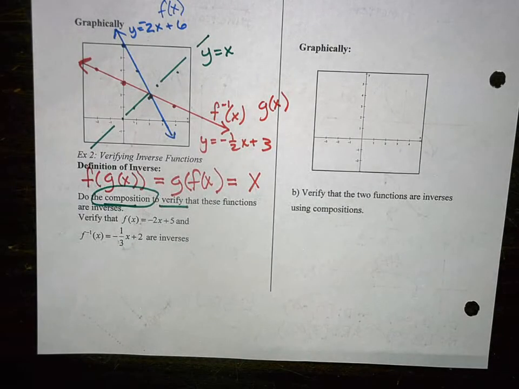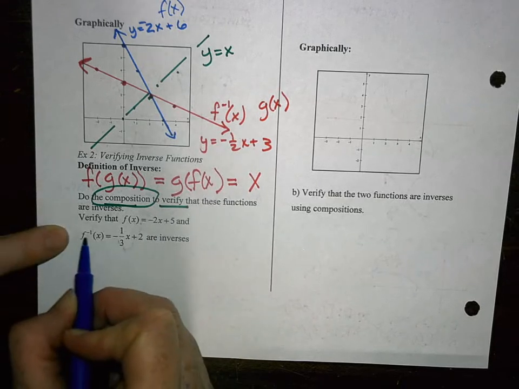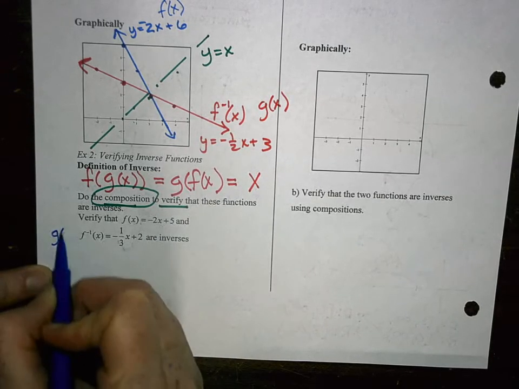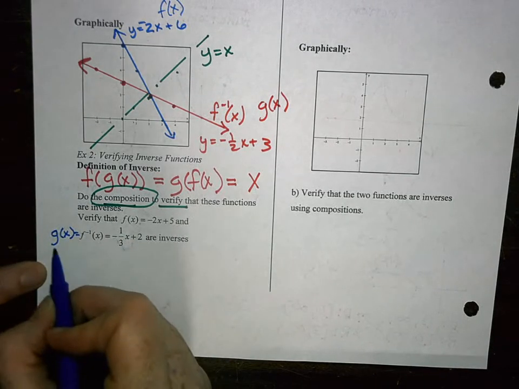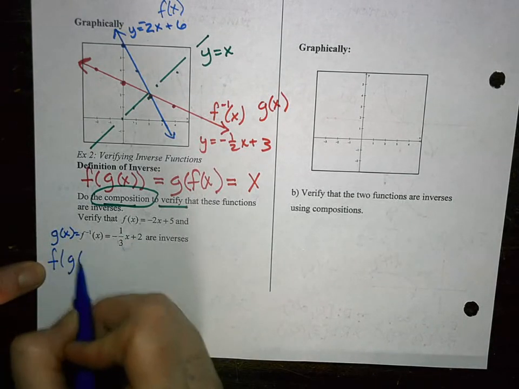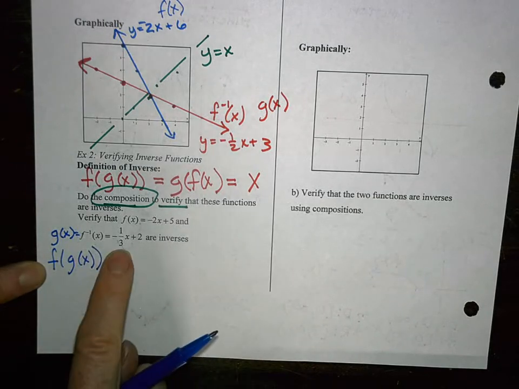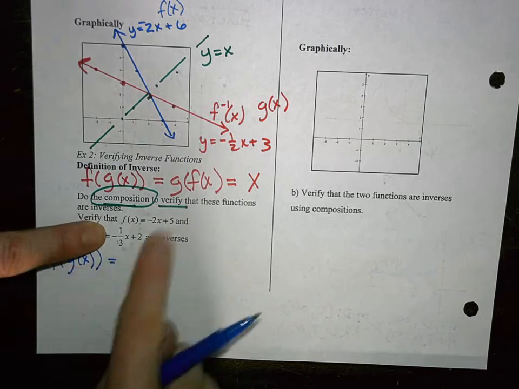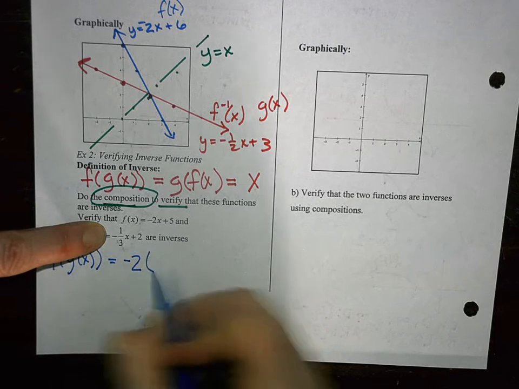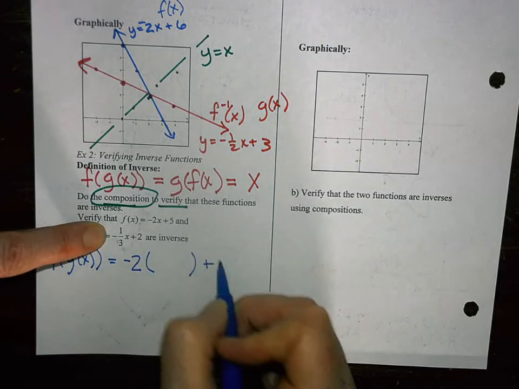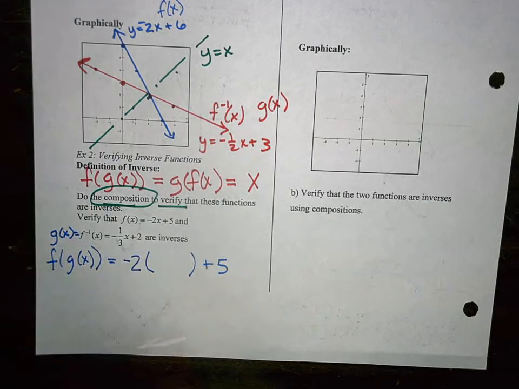So let's do f of g of x. We're going to call the inverse g of x. So what is f of g of x? Well, g of x goes in here, and here's f of x. I take my outer function, negative 2, leave a space for x. There's f of x. And my x value is going to be this whole function.